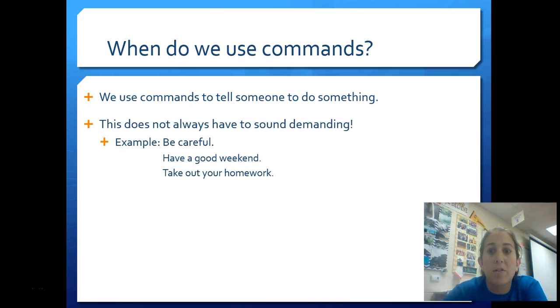I use commands all of the time in class because I'm giving you guys instructions. Oftentimes when you get a booklet for directions or how to put something together in Spanish, they will often be in command form.